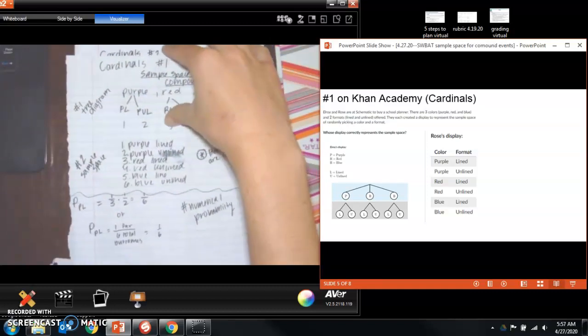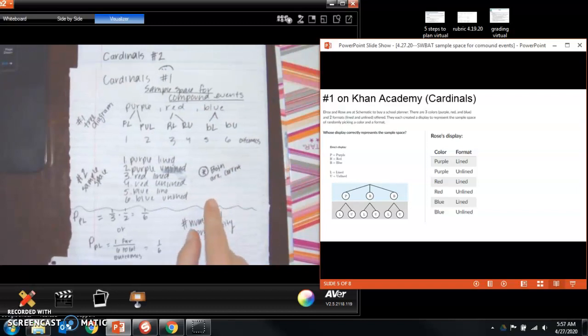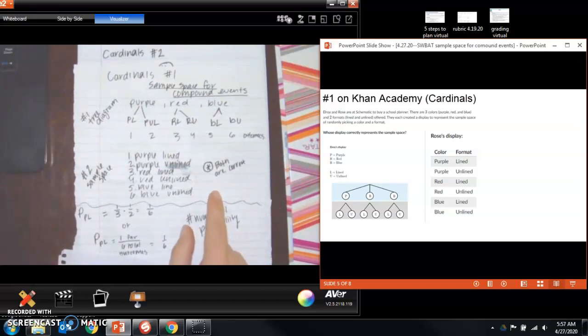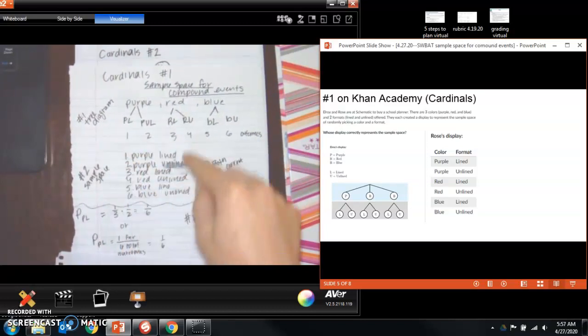Okay, Cardinals, make sure you have the correct answer. They are both correct. Both of the pictures that they have listed there are both correct because they all contain the entire sample space.